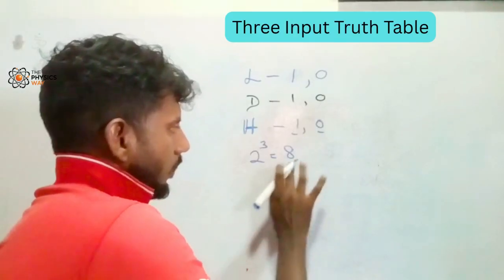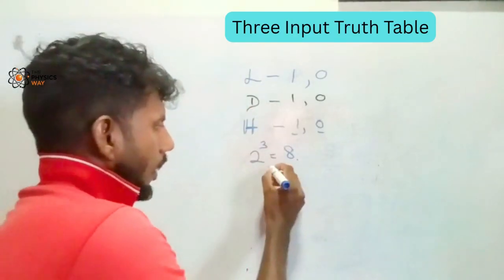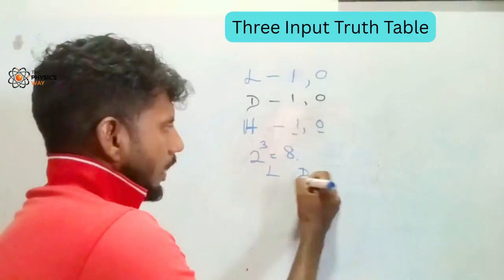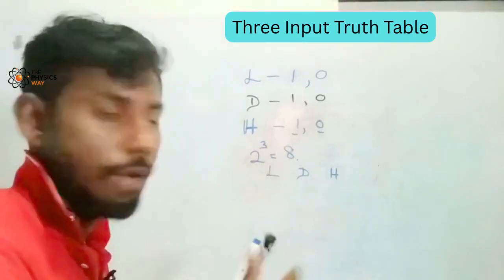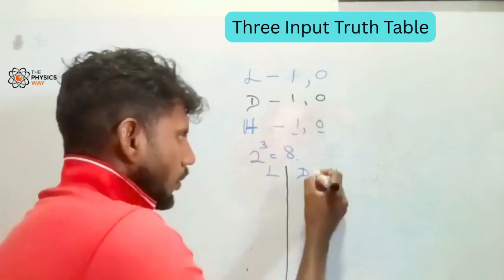It's not A, right? It's L, D, H, right? So we have to have 8 combinations. Students, remember that.